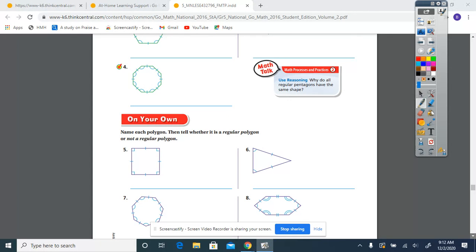For number 4, we need to ask ourselves how many sides there are. 1, 2, 3, 4, 5, 6, 7, 8. Notice that I'm making marks because sometimes people make the mistake of counting one side twice or forgetting where they started counting. So I like to make a little mark so I don't count a side twice. There are 8 sides. That means this is an octagon, and all the sides and all the angles are congruent. So it is a regular polygon.